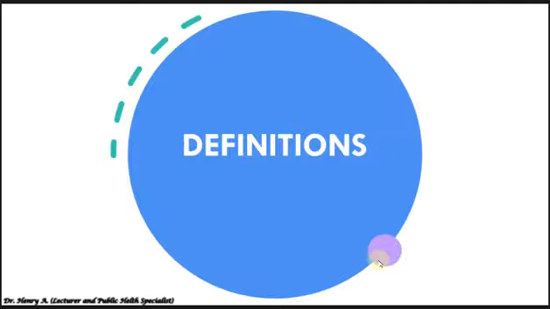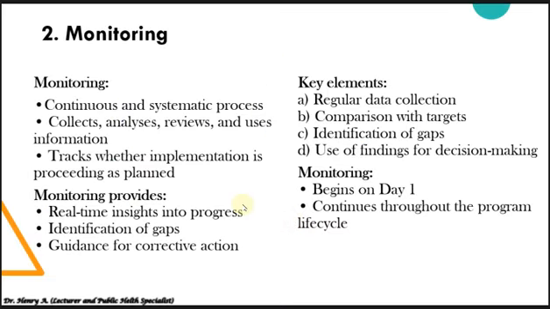So let's start with the definitions. Now, the first definition we'll be taking is monitoring. Monitoring is a continuous systematic process through which health programs collect, analyze, review, and then use information to be able to track whether implementation is proceeding as planned or not. It provides real-time insight into what is working, what is lacking behind, and what requires corrective action.